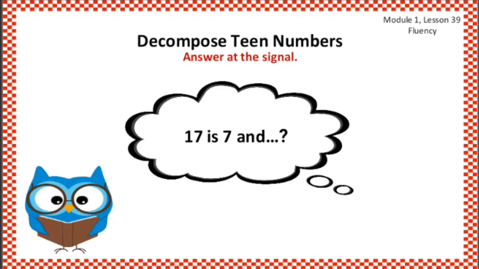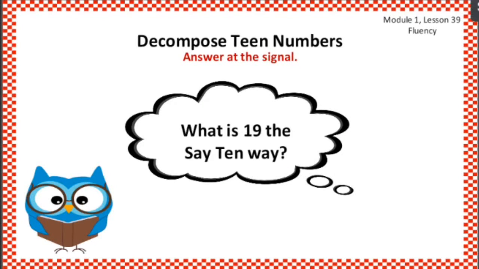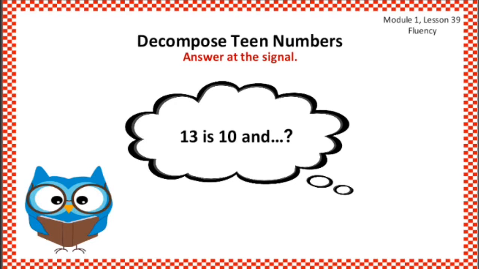Do you see that? I just alternated the numbers. Instead of saying 10 7, I said 7 and 10. It's still the same thing. They will all give us 17. What about 19? This is 10 way. 10 9. Very good. 13 is 10 and 3. 10 and what? 3. Very good. What about 16? 6 and 10. Or 10 6. You see that? Very good. All these are 10 numbers.